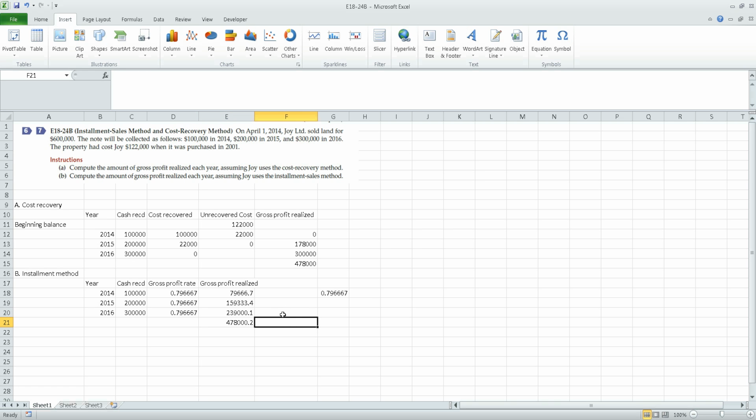So, in summary, under the cost recovery method, no profit is recognized until cumulative cash collections exceed the cost of the item that you sold. Under the installment method, profit is recognized in proportion to the amount of cash that you receive in each of the accounting years.